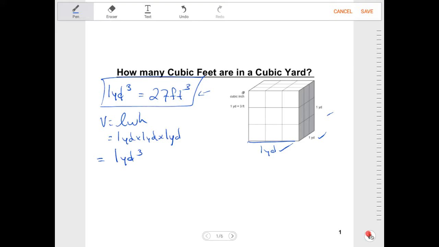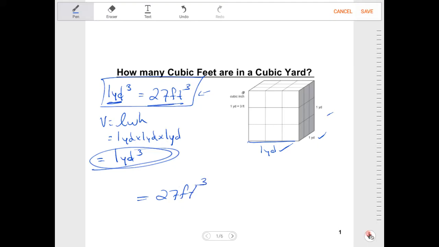I don't think I really have too much more to do here because I don't even have to do a conversion, since it says I have 1 yard cubed. Right away, I know from this that if I have 1 yard cubed, I have 27 feet squared. So it's 27 feet squared, or feet cubed, I'm sorry.